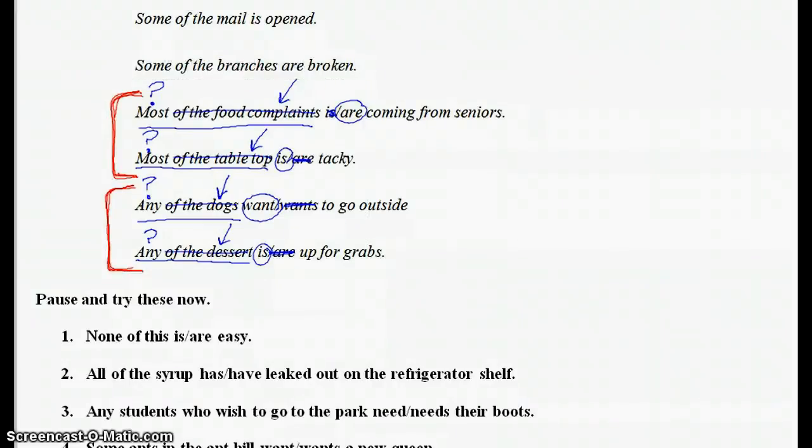Any of the dogs want to go outside. It sounds like an awkward sentence, and it might be. It might be a sentence that you don't hear very often. We can trust that it's right, though, because we followed the rule.